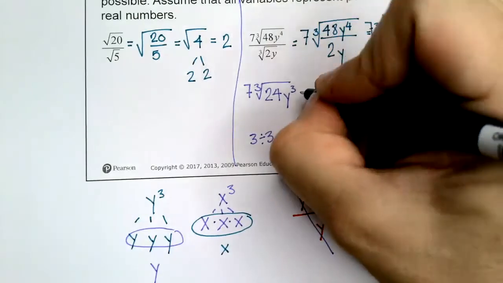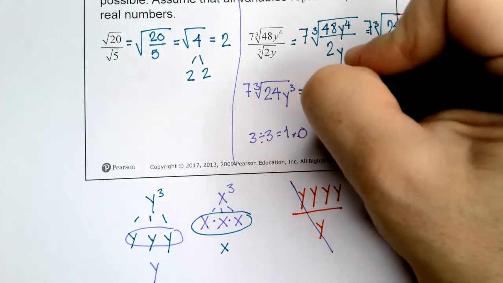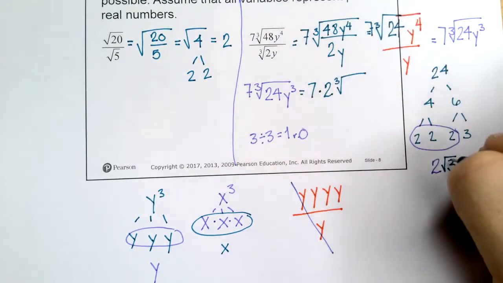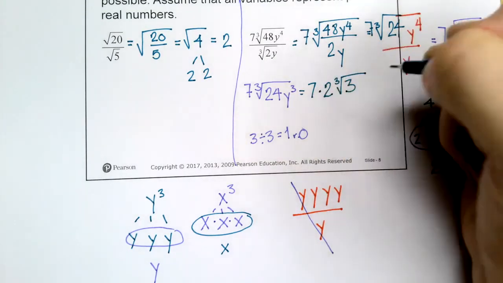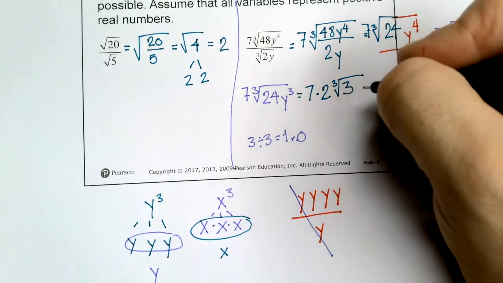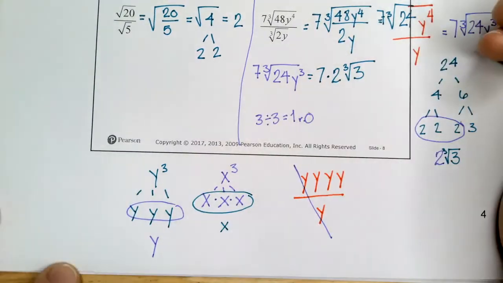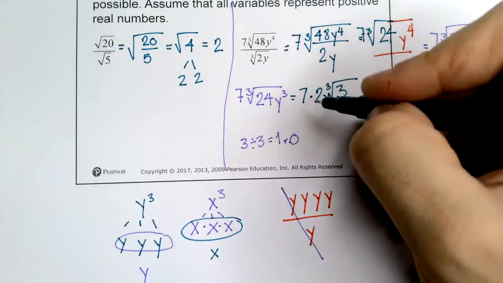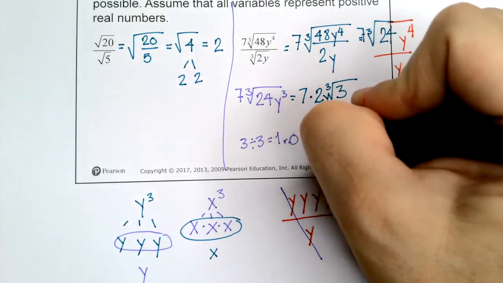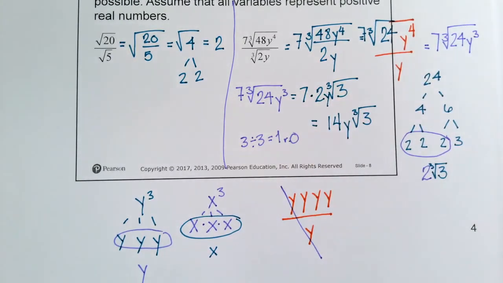So that means this becomes 7 times 2. We multiply the 2 times the 7 because they're both outside now. And then under the cubed root, we have the 3. And where does the y go? Inside or outside? We took it out, right? Because we divided 3 by 3 is 1, or we put it into a group. It is one group of y. So we have 7 times 2y times the cubed root of 3. 7 times 2 is 14y times the cubed root of 3.